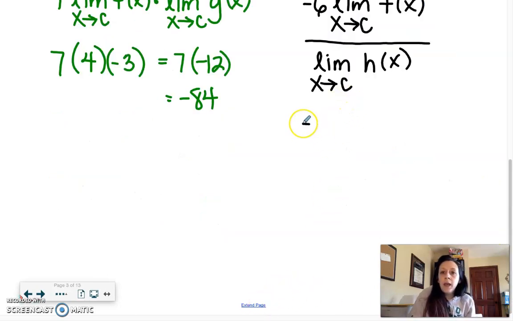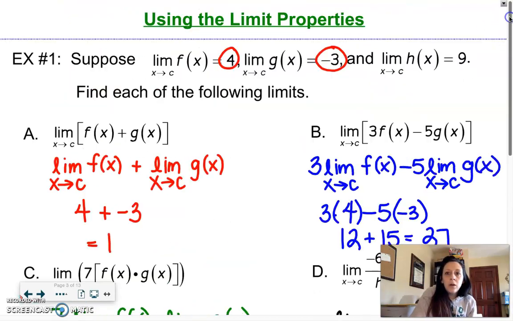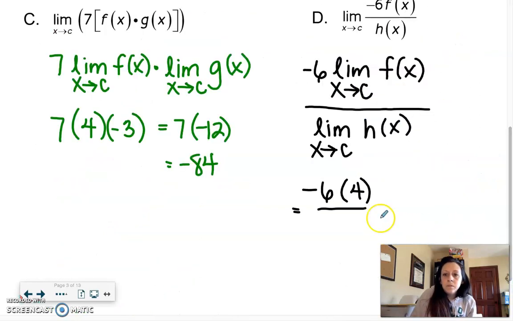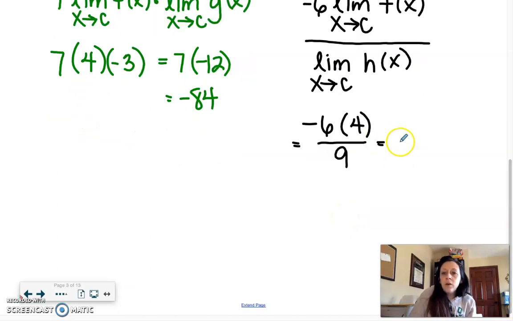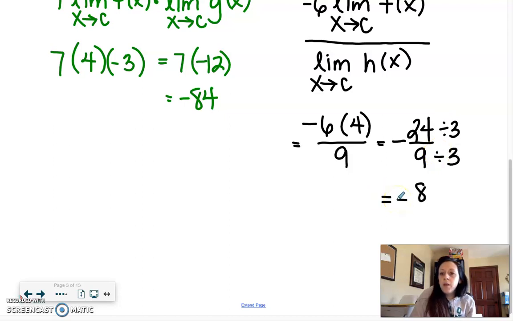Okay, so I have -6 times the limit of f of x was on the top. I think that was 4. And I don't know what h of x was. Let me go look. H of x was 9. So 9. And this would give you -24 over 9. And then you can simplify that by dividing by 3, which would be -8/3. And that would be your answer.